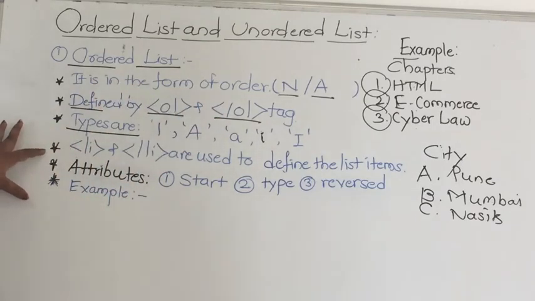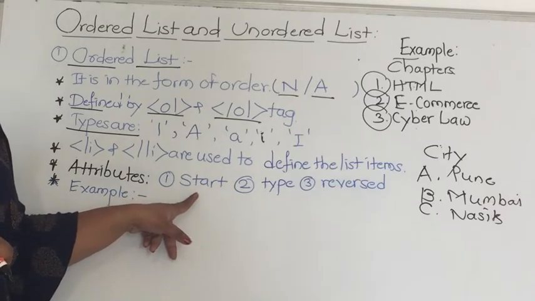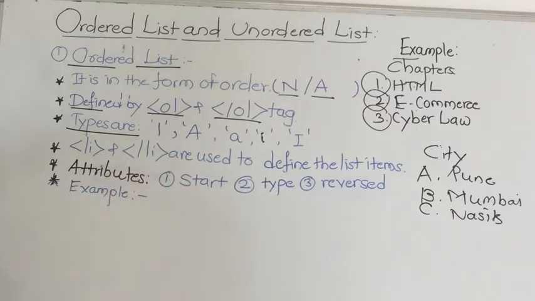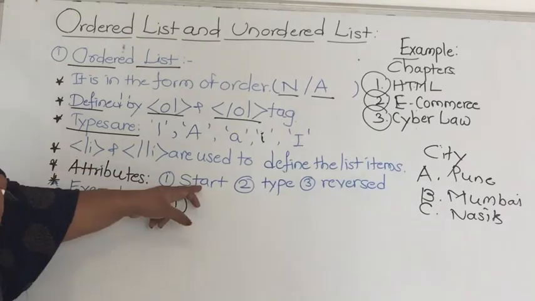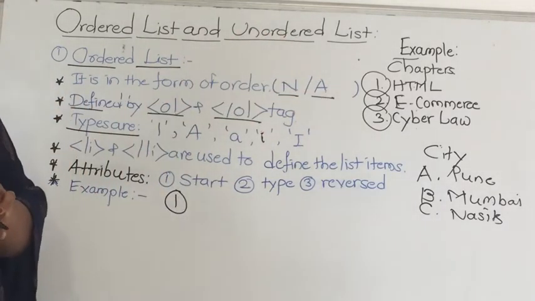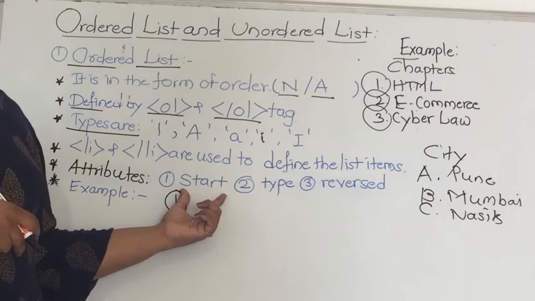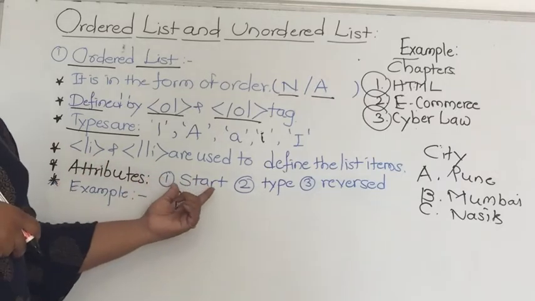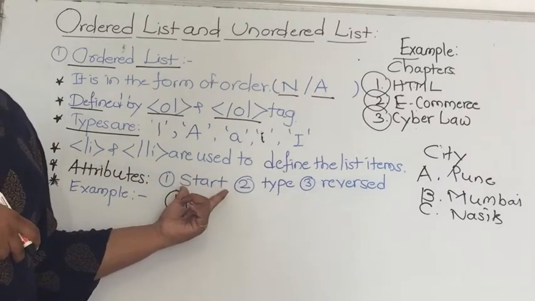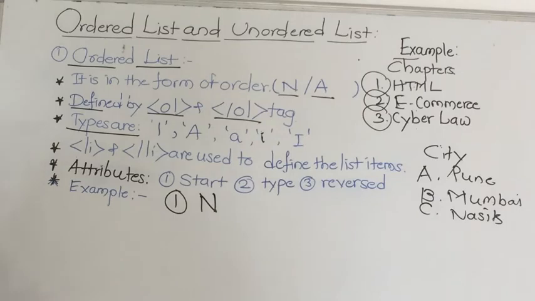There are 3 attributes of the OL tag. The first one is start. Start defines the starting value of the list. By default the list starts with the number 1. But suppose instead of 1 I want to start my list with 20 or say 25. Here I will write start is equal to 25. That means the number you want to start your list with is defined by the start attribute. Remember, this attribute is only used for numericals, not for the alphabets.